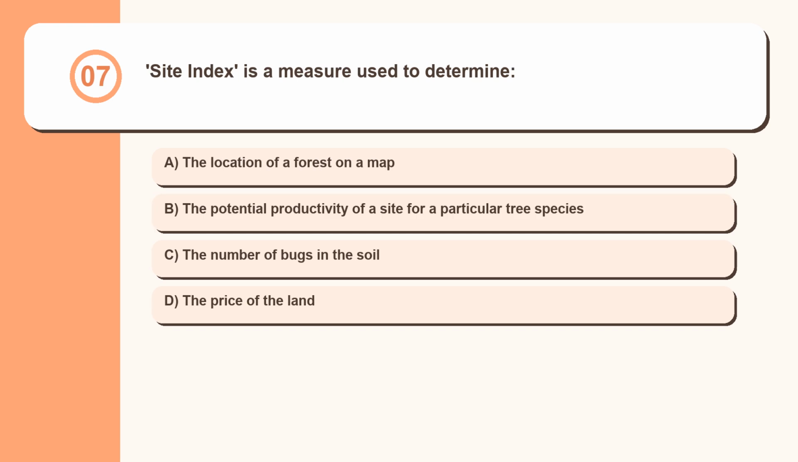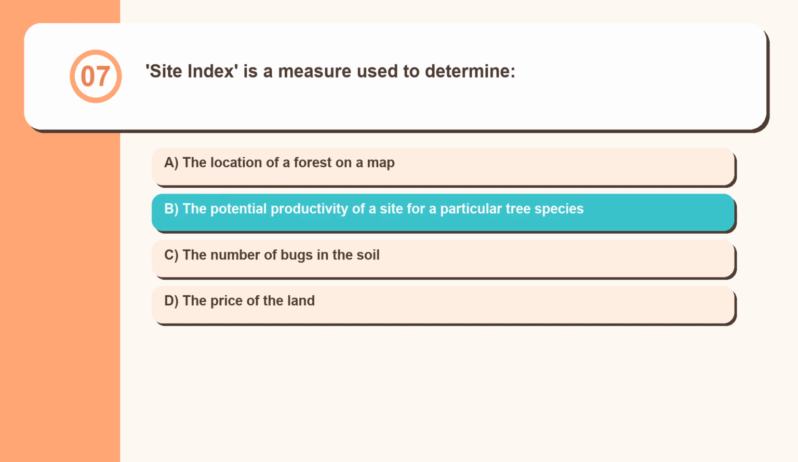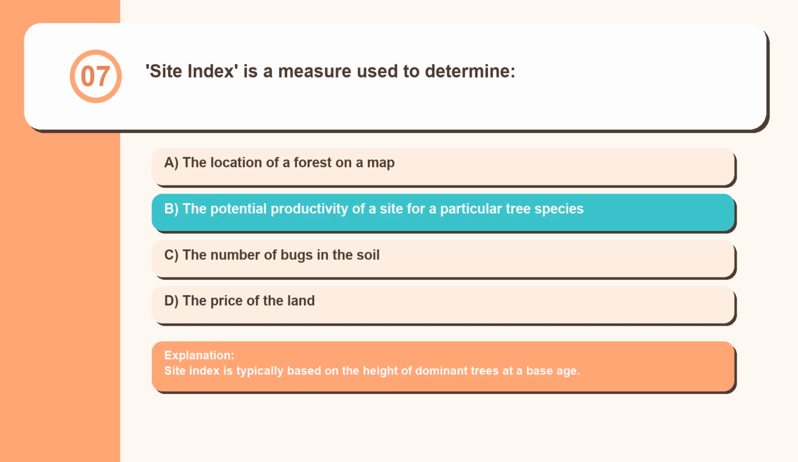Question 7. Site index is a measure used to determine the location of a forest on a map, the potential productivity of a site for a particular tree species, the number of bugs in the soil, the price of the land. Site index is typically based on the height of dominant trees at a base age.